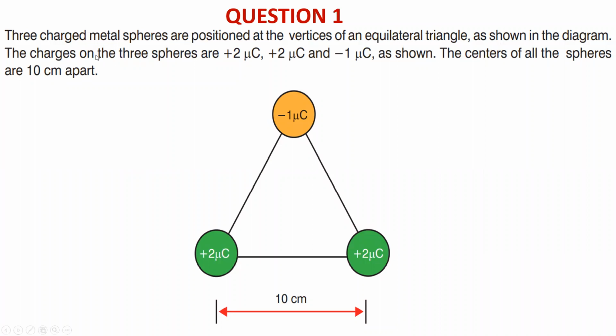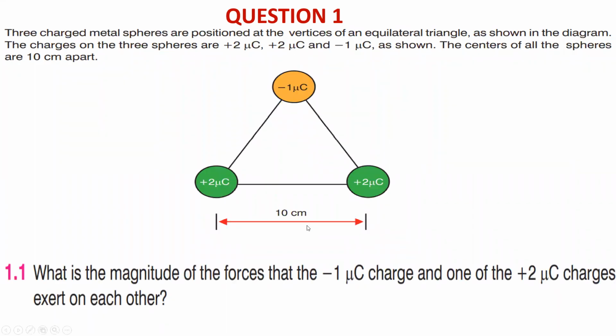Question 1. We have 3 charges, negative 1 microcoulomb, positive 2 microcoulombs, and positive 2 microcoulombs, with a distance between each of 10 centimeters. Okay, so for now, there's no question. Let's continue. Question 1.1. What's the magnitude of force between the negative 1 microcoulomb charge and one of the positive 2 microcoulomb charges?